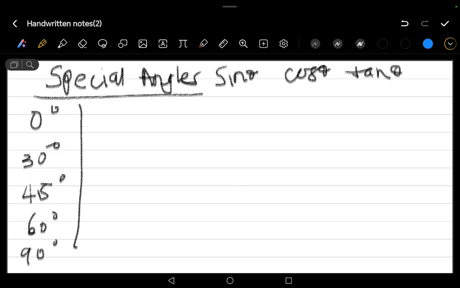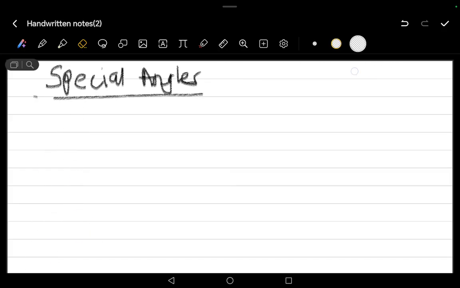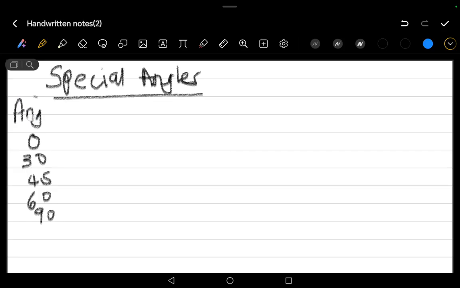Okay, I think I should just write them here. Sorry. Let's say here we have 0 degree. Let me just rewrite this in order. Sorry about that. So we're going to have 0, 30, 45, 60, and then 90. 1, 2, 3, 4, 5. So we have 5 special angles. These are angles, and then we will find the sine theta, cos theta, and then tan theta.